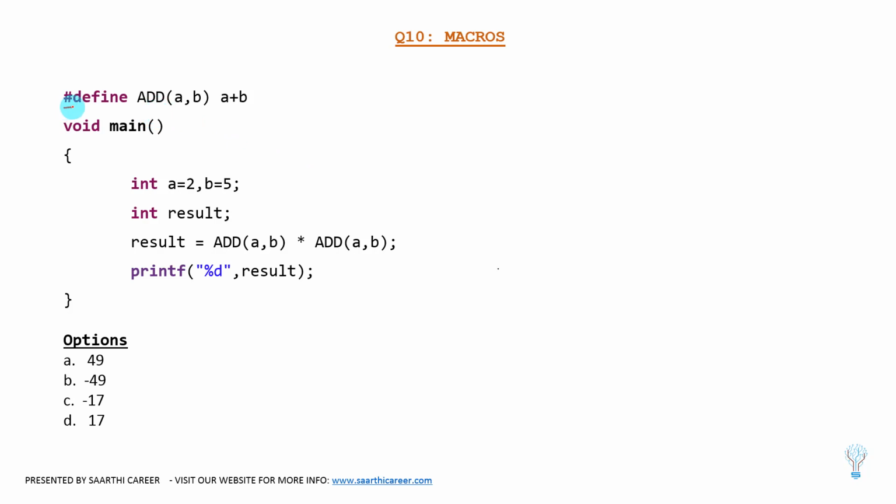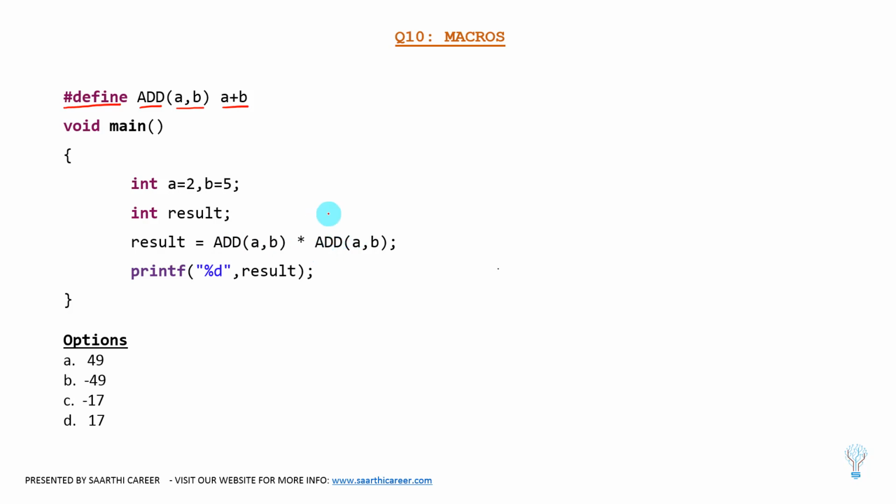This hash define tells that this is a macro and add is the name of the macro. A and B are two values to the macro and A plus B is the block of code which we just spoke of. Here in this question we have a main function, A is equal to 2, B is equal to 5, and then we are trying to compute the result by calling the macro add multiplied by the same macro add.